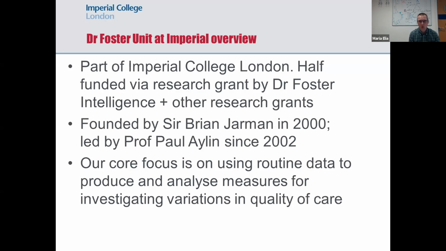And what we do, in one sentence, is we use routine electronic data to produce and analyse measures for investigating variations in quality of care, particularly between hospitals, but also between surgeons, between doctors, and between general practices.